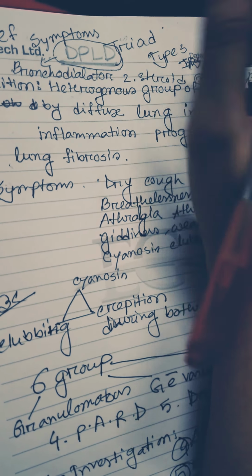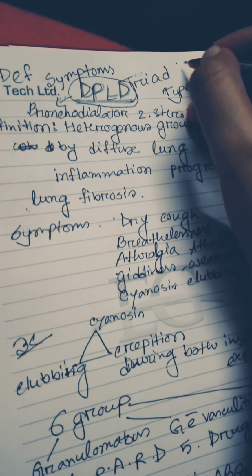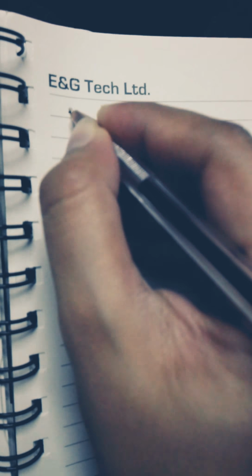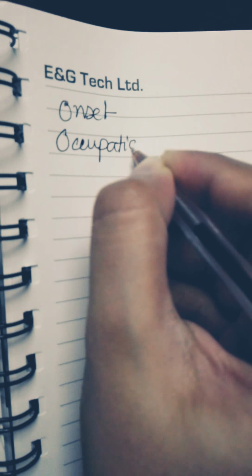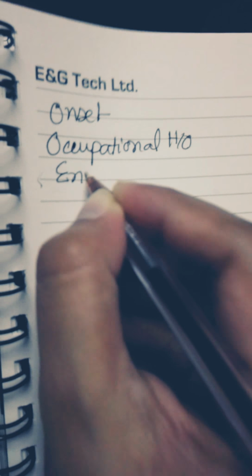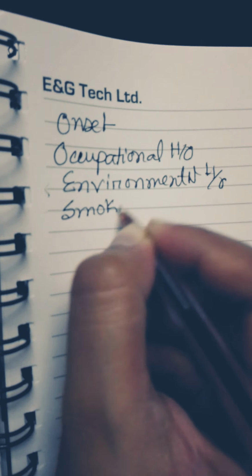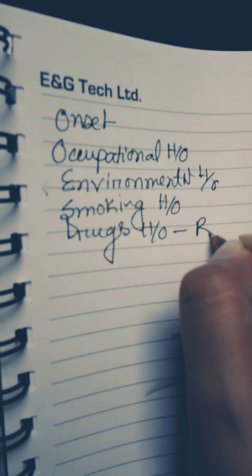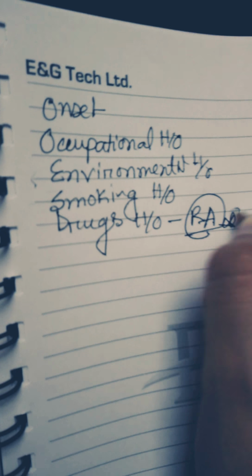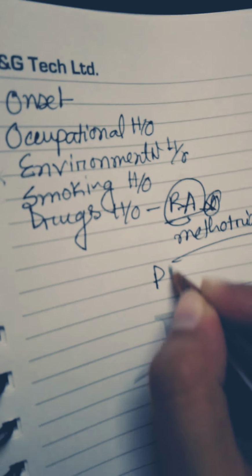What history we will take to diagnose diffuse parenchymal lung disease. One, onset: we take history of onset of the disease, then occupational history, environmental history, most important, smoking history, and drug history, because in rheumatoid arthritis, drugs like methotrexate may cause diffuse parenchymal lung disease.